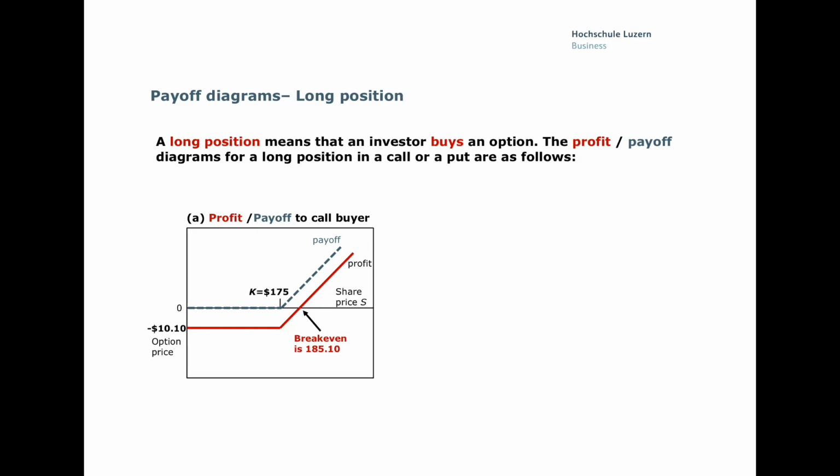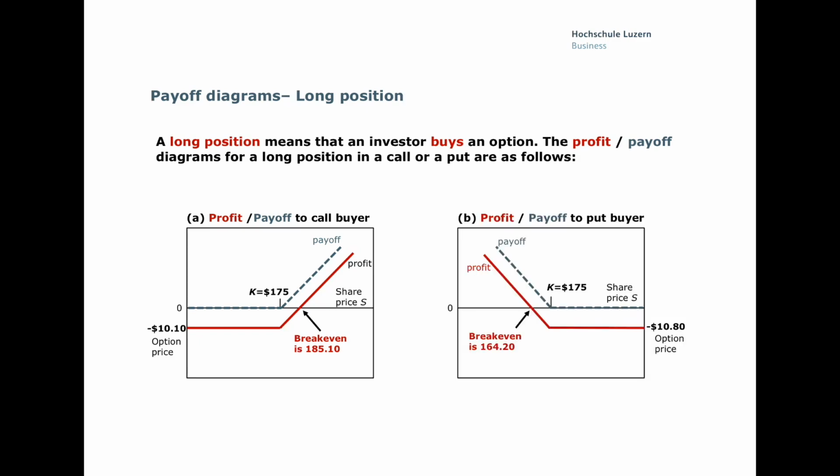The investor will only exercise the call option if the price of the underlying asset, say a stock, exceeds the exercise price by an amount larger than the option premium. In other words, break-even is at $185.10 and consists of the exercise price plus the option premium. If the stock price moves beyond break-even, the investor makes a profit.